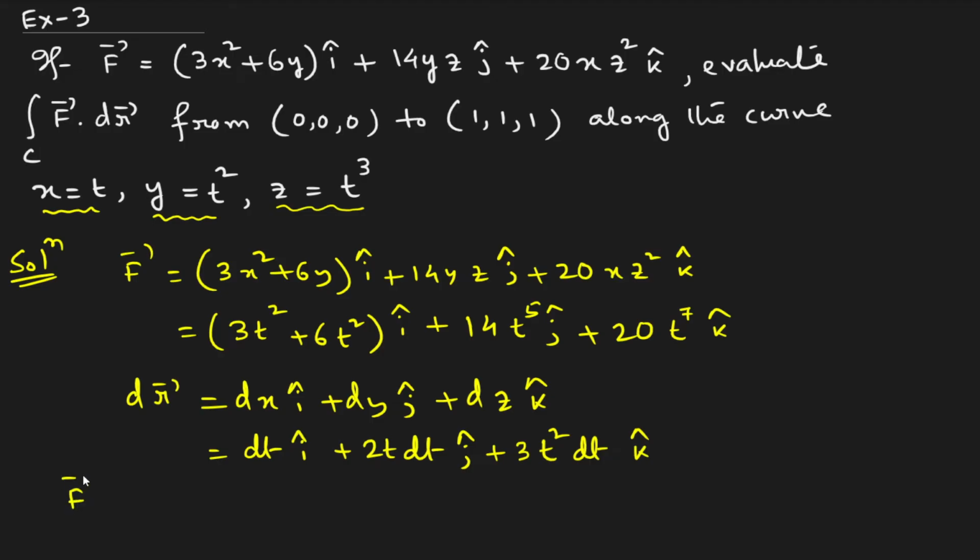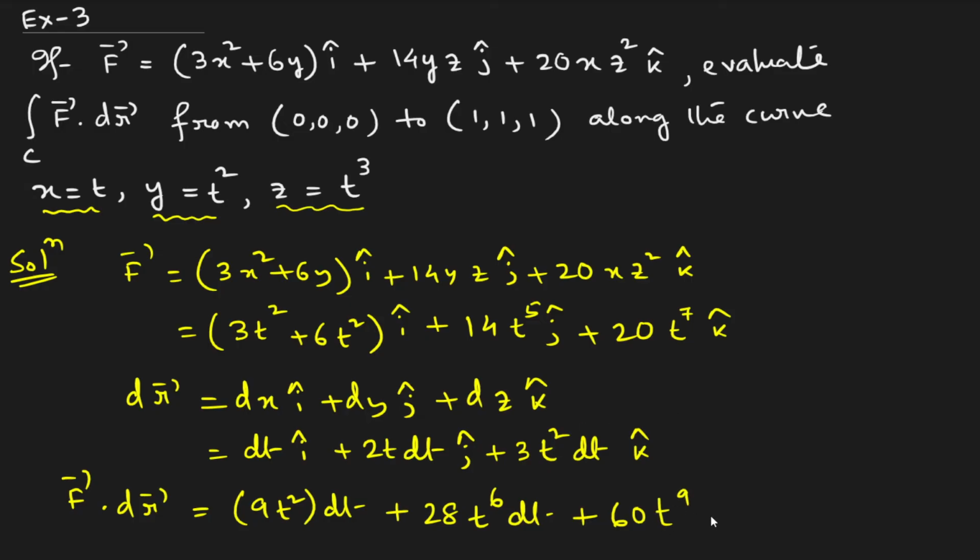So in the next step, we will find f bar dot dr bar. Let us find the dot product. It will be 3t² plus 6t², so directly you can write 9t² dt, plus, and then i cap dot i cap is 1. Next is 14t⁵. Here twice t, so it's 28t⁶ dt. And then the last one, 20 into 3 is 60, t² and t⁷, so t⁹ dt. This expression we will get.